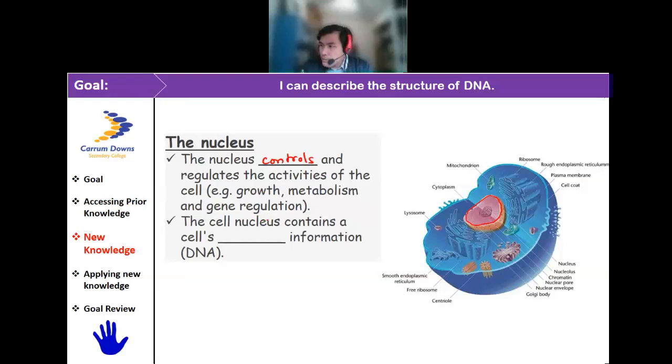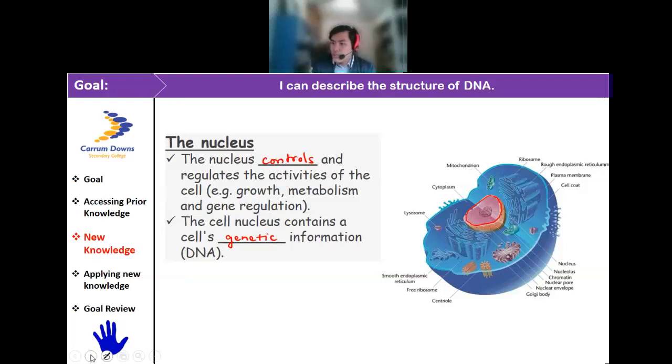All right, so next one, the cell nucleus contains the cell's information, and DNA. So DNA is basically the cell's genetic information. All right, moving on here.